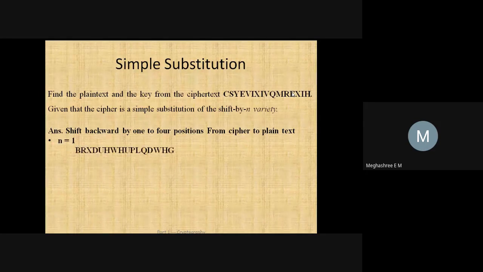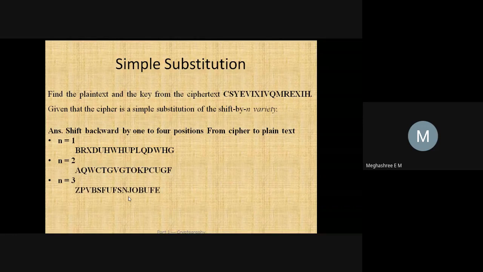For n equal to 1, when you make one shift backward, this is the plain text that you get. But this is not in readable form, isn't it? So when you try n equal to 2, this is the plain text that I got, but it is not in readable form. For n equal to 3, this is the statement that I get. So it is not in readable form.